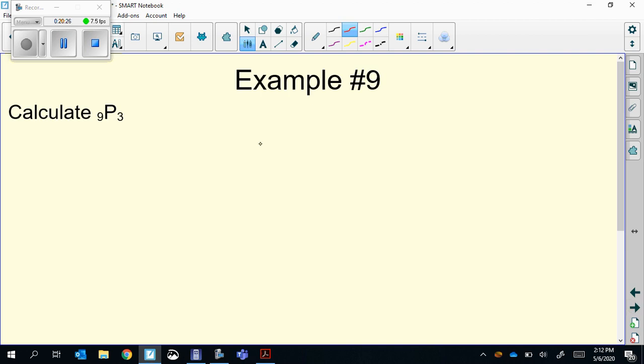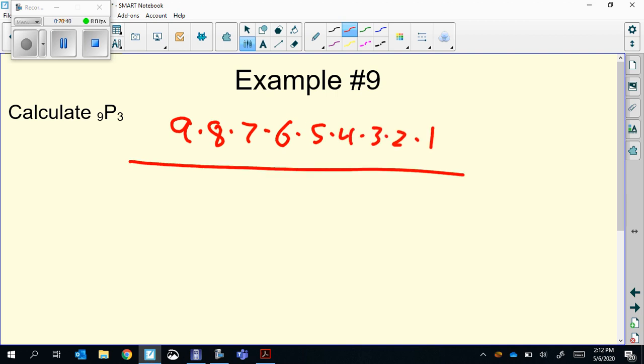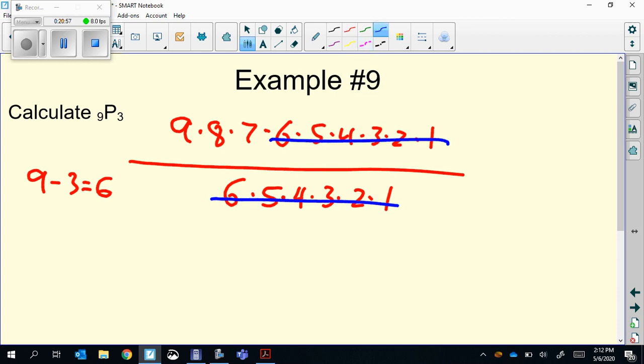All right, 9P3. I like this one a little bit better. So remember, the long way, the formula way, is you do 9 times 8 times 7 times 6 times 5 times 4 times 3 times 2 times 1 over the denominator. You subtract those. So 9 minus 3 is 6. So that's what we do on the bottom. 6 times 5 times 4 times 3 times 2 times 1. And then 6 through 1 cancels 6 through 1. Now notice it just leaves you 3 numbers.